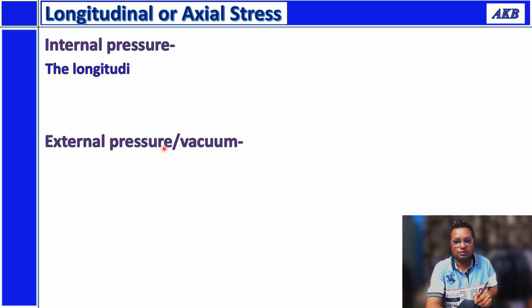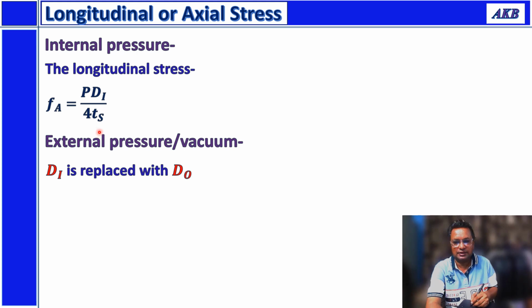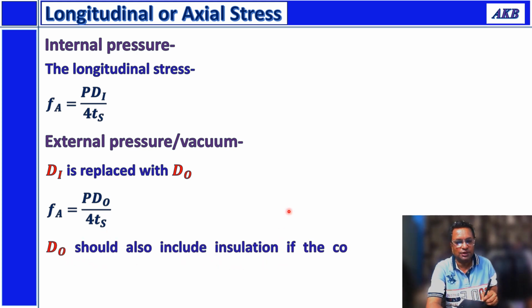Now let us talk about what will be the stress due to external pressure or vacuum. For that, for longitudinal stress, we already have the equation: Fa is equal to P into di upon 4Ts. So how to get it for external pressure? We need to replace di with do. Do is the outer diameter, which includes the diameter of the insulation if insulation is there. So in that case, Fa will be P into do upon 4Ts. So do should also include insulation if the column is insulated.